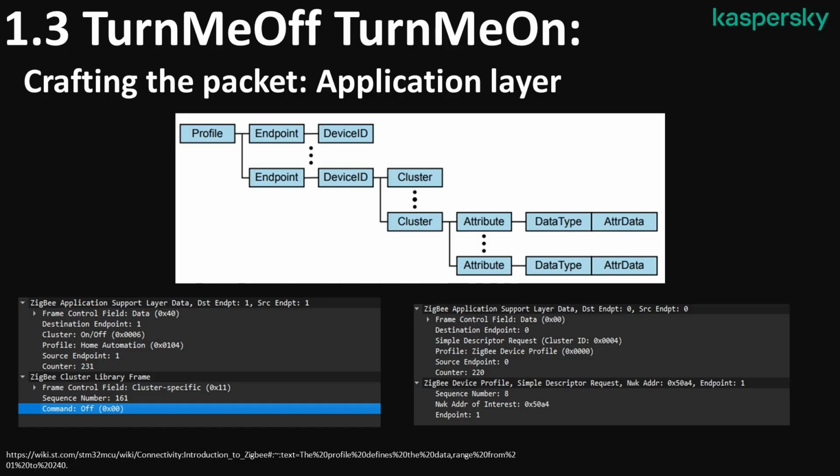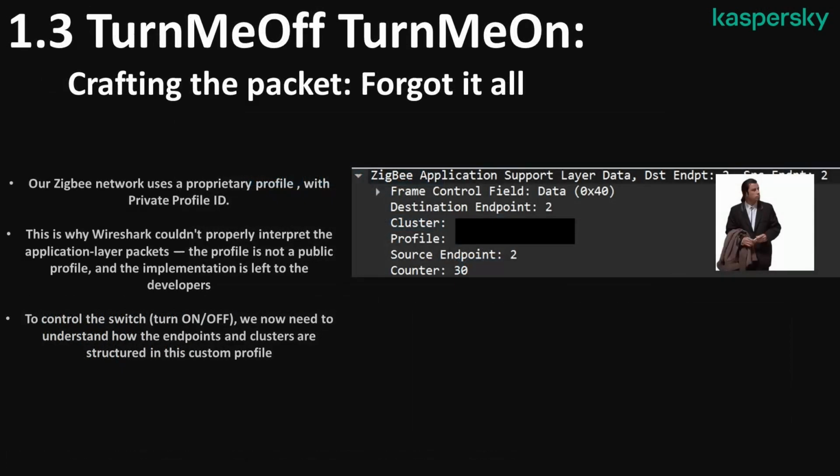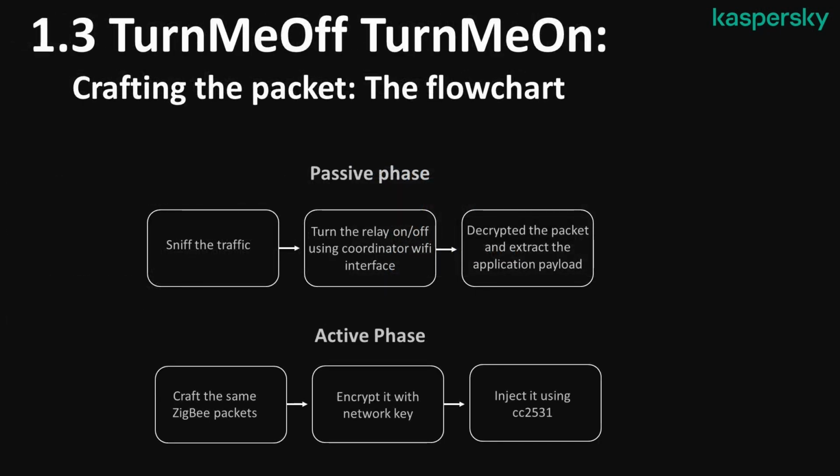Now, in our case, our customer was using a private profile at the manufacturer level. And all the things that I mentioned about the public profile didn't work here. So what we had to do was develop our own algorithms. First, we sniff the traffic. We turn the relay off and on using Wi-Fi. After that, we decrypt it because we have the network key, extract the application payload, and do reverse engineering at the communication level to know how the bytes are ordered to turn the relay off or on.